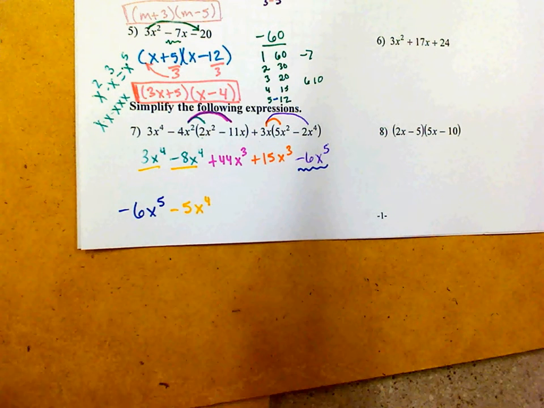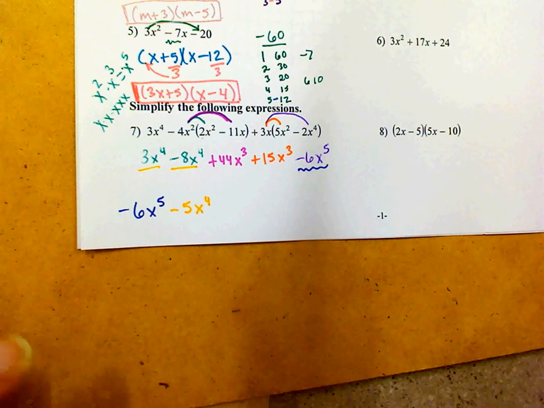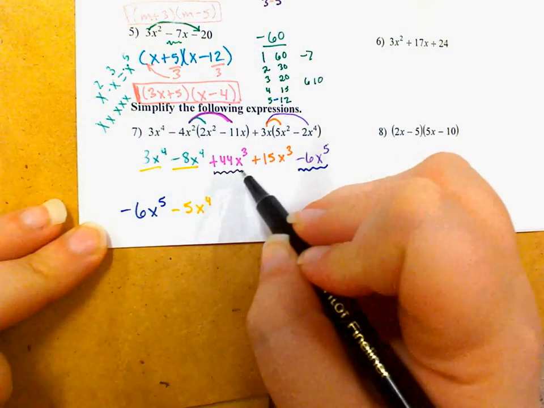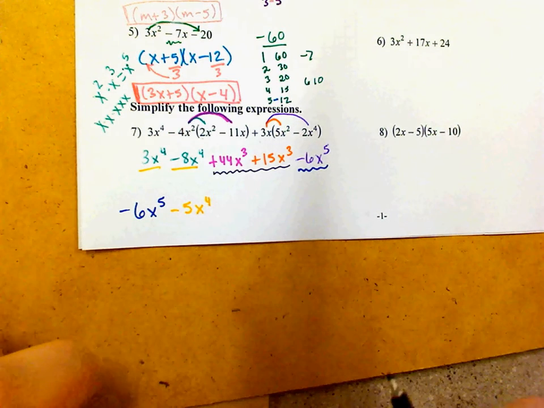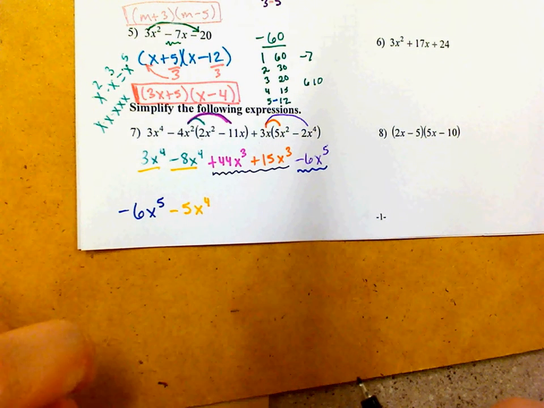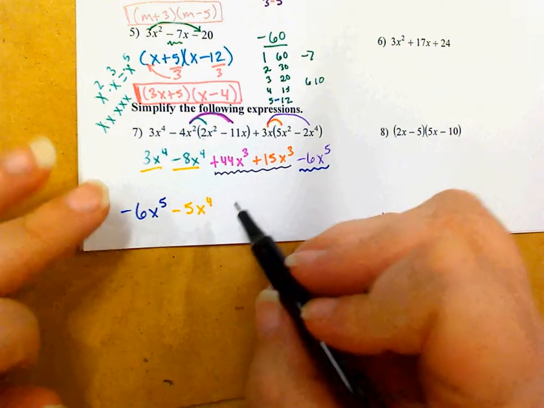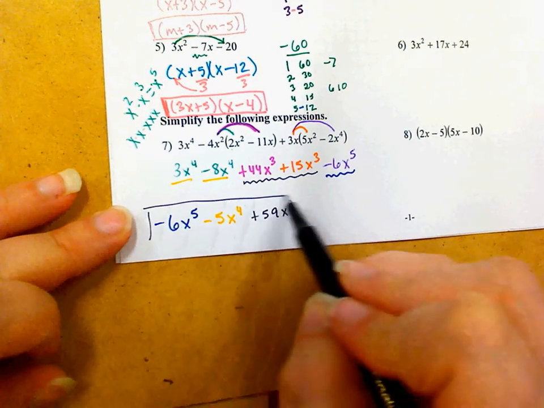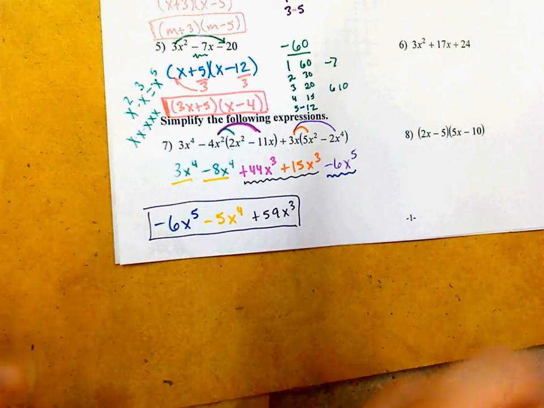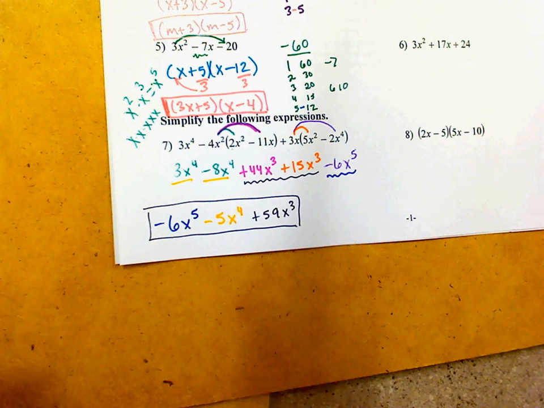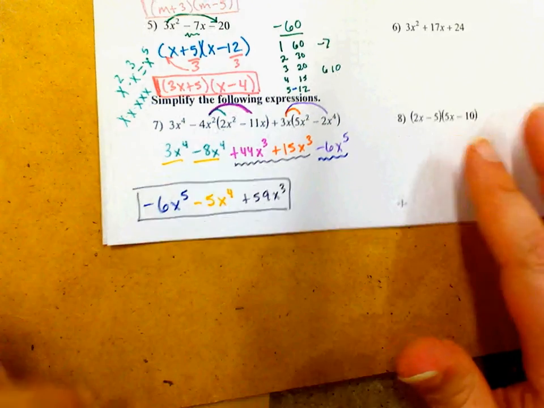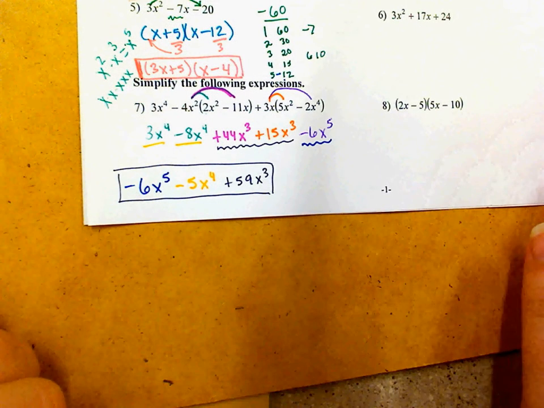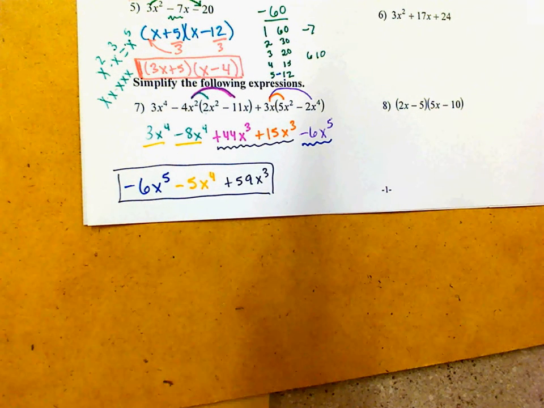Okay, and then the third highest power, and the rest, is this right here, right? 44 plus 15 is 59? Okay, so plus 59x cubed. And we're done. Okay? Guys, is that kind of an easy problem? Because it should be. It should be one that you're just able to work out, simplify, and then get some points on that.